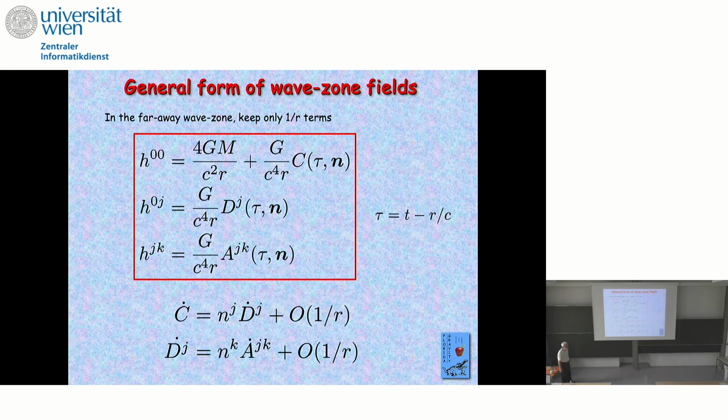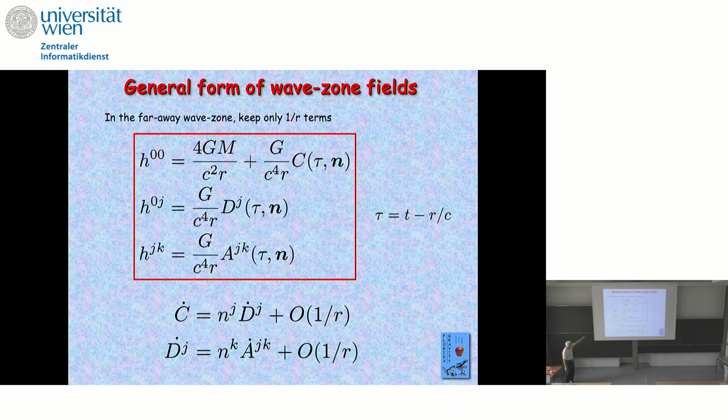We can summarize this in a simpler manner just by writing down very generally what these fields very far away from the source look like. The standard Newtonian piece, a simple function of retarded time and direction. The spatial part of the metric is a vector piece depending on retarded time and direction. The HJK is a tensorial piece with the same kind of dependence. Tau is t minus r over c.